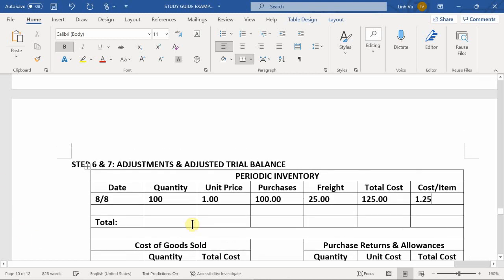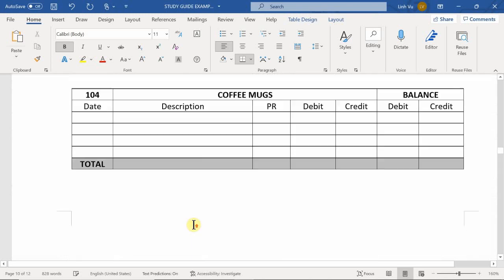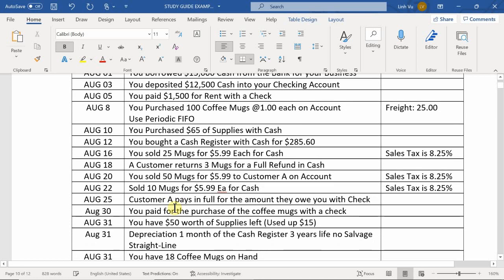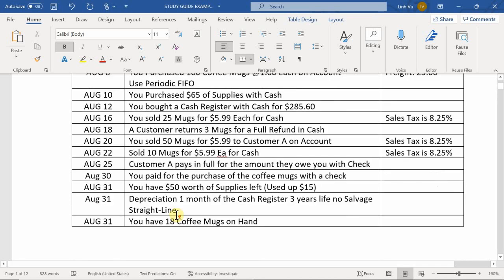Okay. So we did the purchase now. Hold on, you skipped one. We have one on August 10. You purchased $65 in supplies with cash. Okay, $65 with cash.